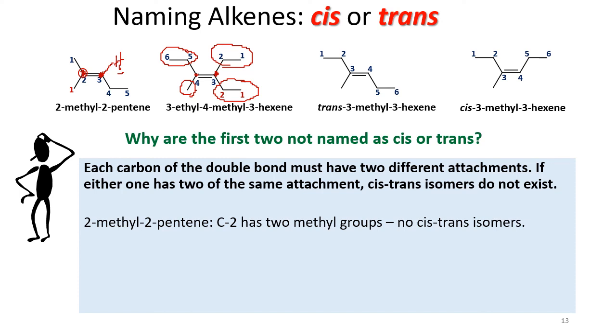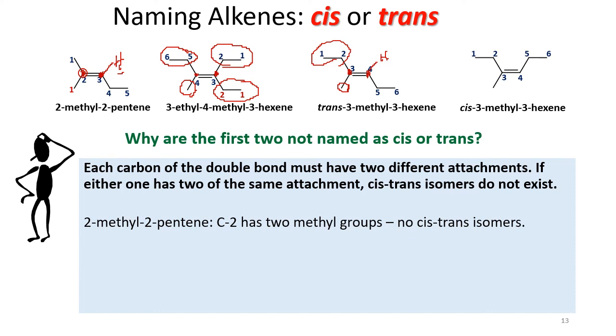If we look at the 3-methyl 3-hexene, look at that carbon. We've got a methyl and an ethyl. Okay, things are looking good here as far as potential for having cis-trans isomers. We look here, we got a hydrogen and an ethyl. Two different things on carbon 4. Therefore, it is possible to have cis-trans isomers.